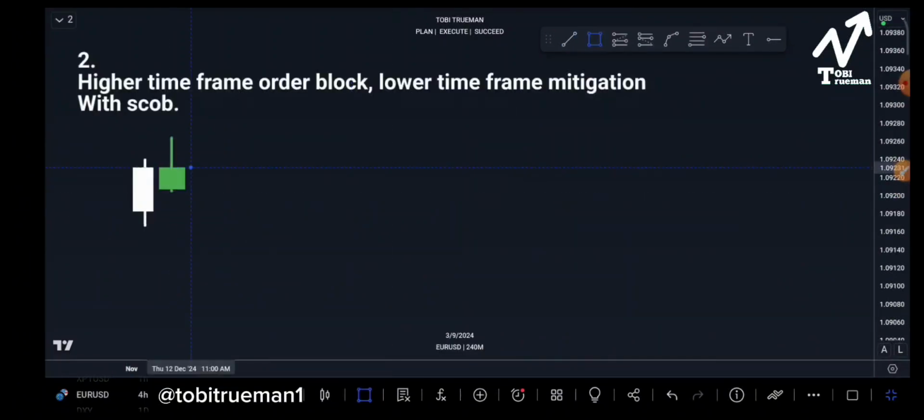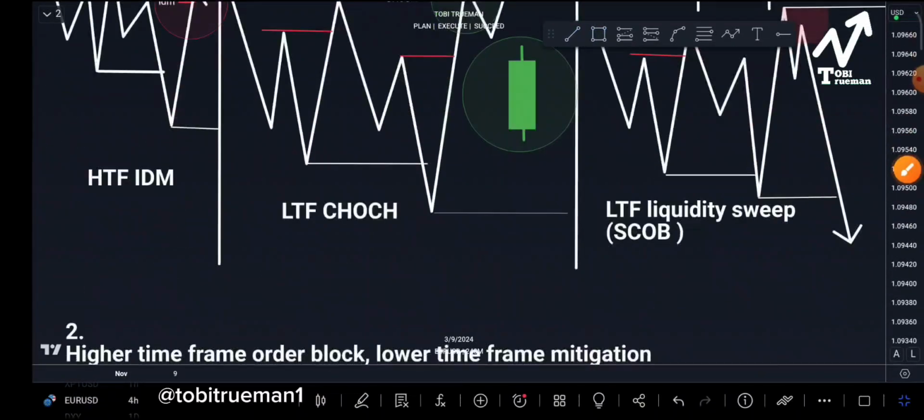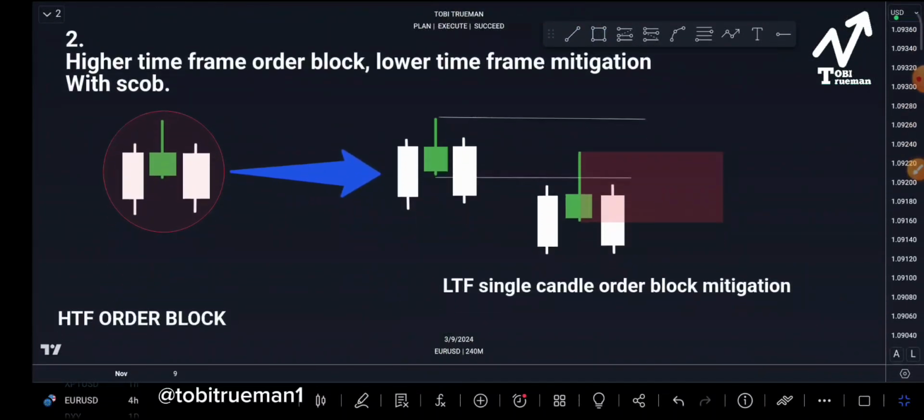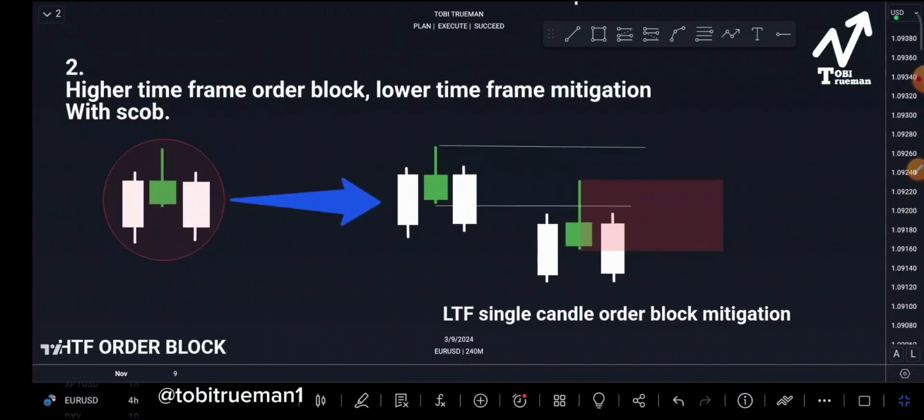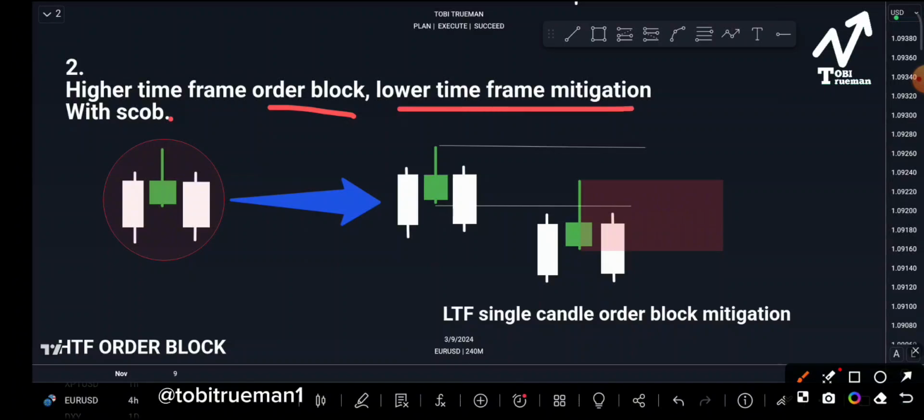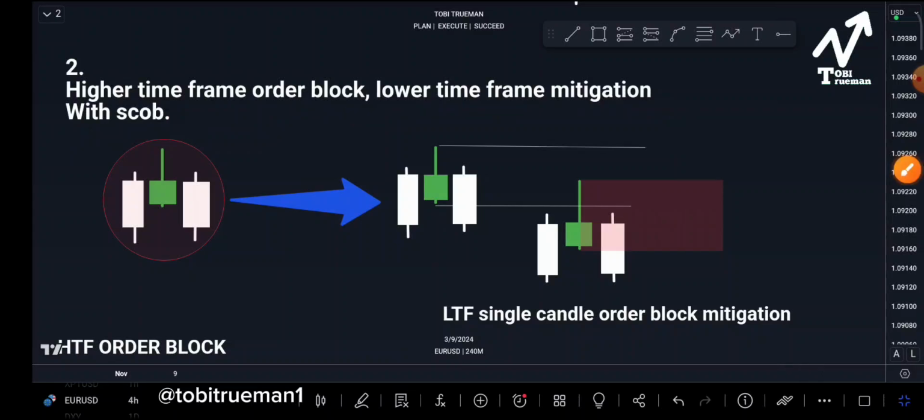Now, number 2 tips that can happen with the higher time frame, the top analysis, is this. We can see that in the higher time frame, sometimes there is a higher time frame order block and a lower time frame mitigation with SUB. We know what SUB is, single candle order block. Now we know what mitigation is. It is when price taps into another block. Tapping, that's just another word for mitigation.